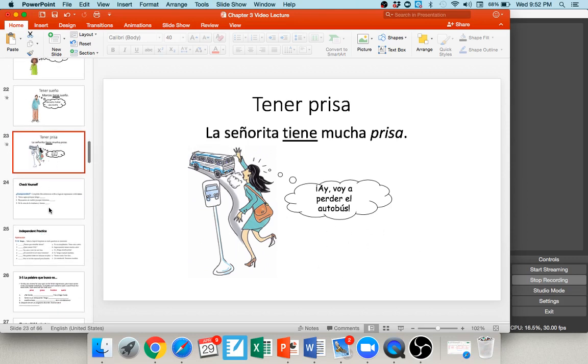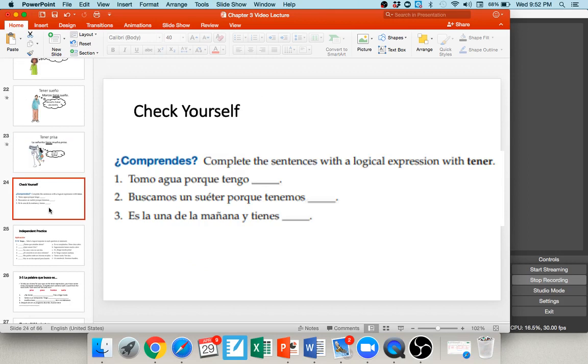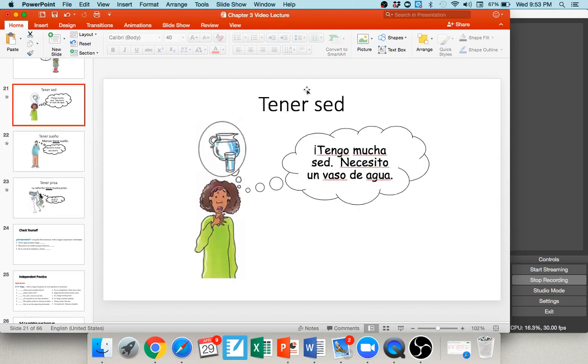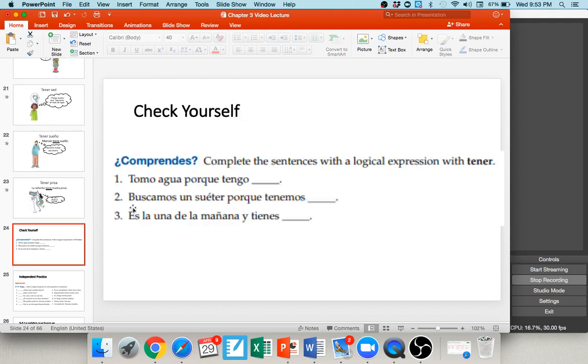Okay, so here are some questions for you to try. We'll do one of these together here. Number one tells us that tomo agua porque tengo blank. So tomo agua, I am drinking some water. Porque tengo, because I have blank. I'm drinking water because I am thirsty. So I would say, tomo agua porque tengo, hopefully you remember that to be thirsty is sed. So bebo agua porque tengo sed.